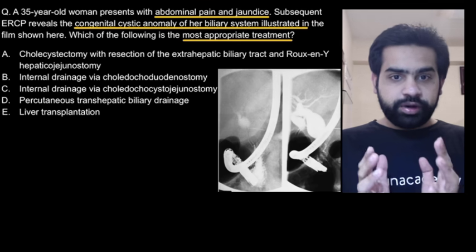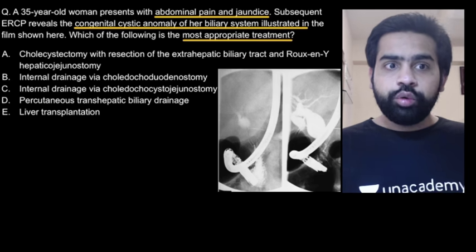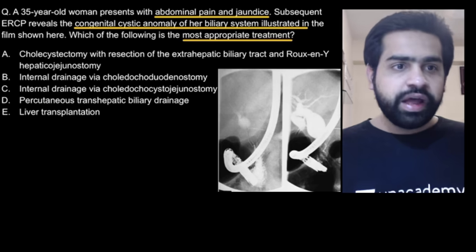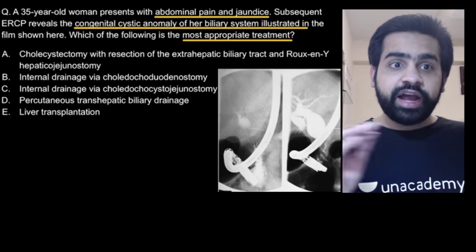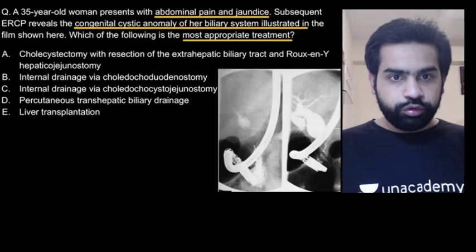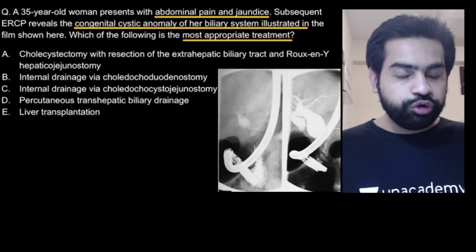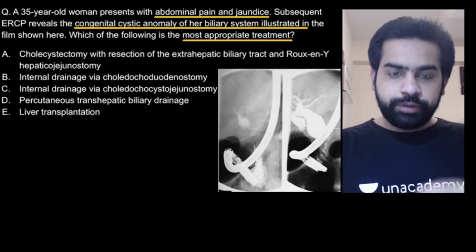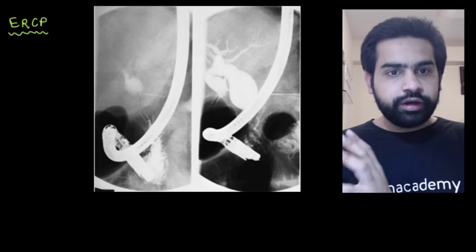So here, let's summarize it. There is a female who is coming to you with abdominal pain and jaundice. The female is around 35 years and you did an ERCP, and on ERCP you found the image which has been shown to you. We will dissect this image, don't worry. The question is trying to ask you what is the most appropriate management of this particular patient. Now let us have a look at this particular image.